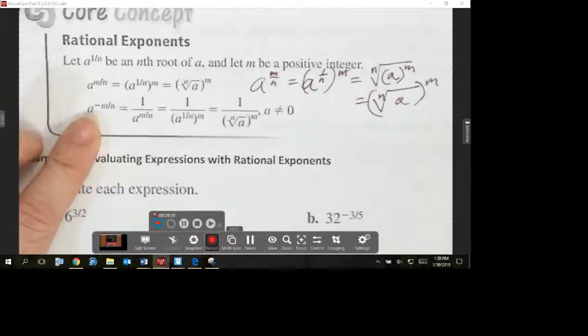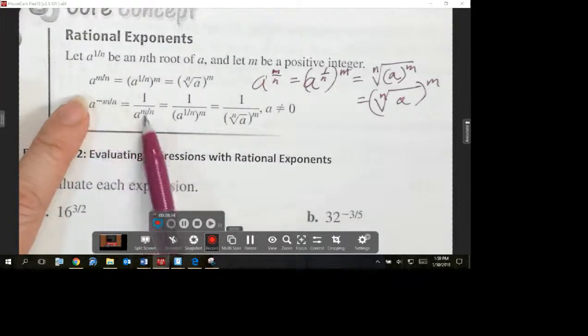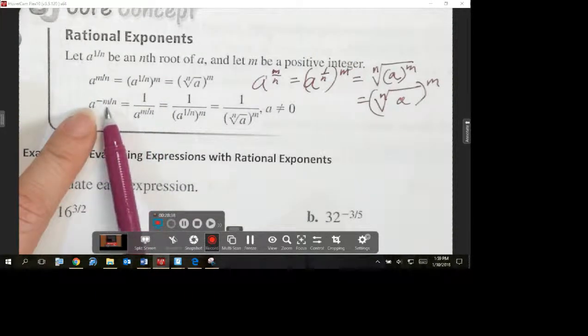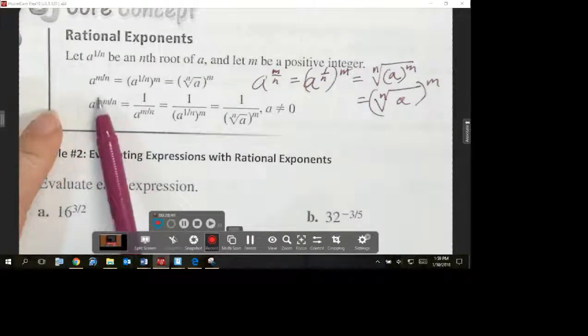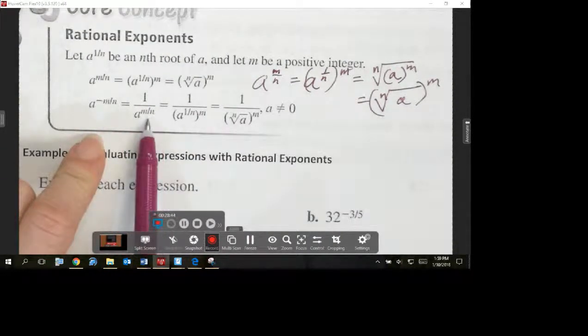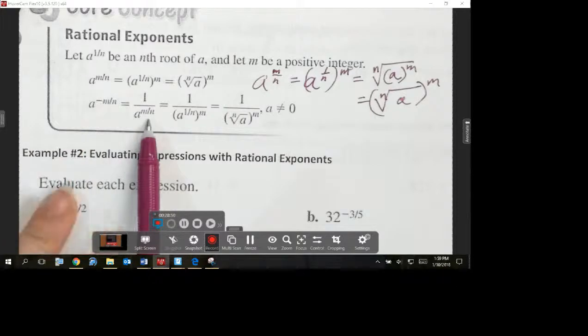And then one more thing, remember if we have a negative exponent that reciprocates it. So you don't reciprocate the exponent, you reciprocate the entire power. The exponent still stays m over n on the bottom. Some people like to reciprocate the exponent. That's not what you reciprocate. It's the whole power goes down.